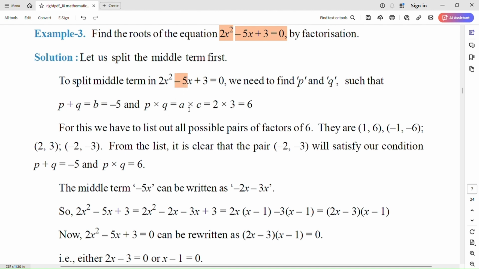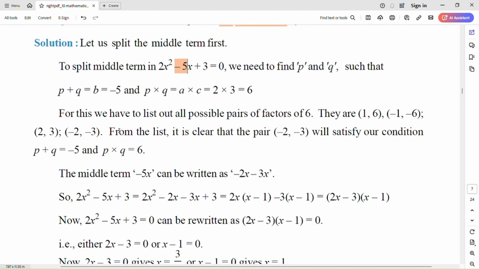In the p into q equal to a into c, right? This will be satisfied. Okay, so p plus q should be minus 5. Okay, and p into q should be a into c. Okay, so with this if you see, you need to find two values like this.